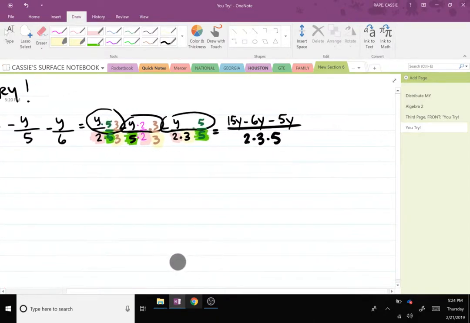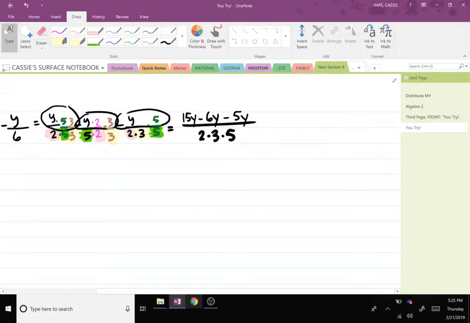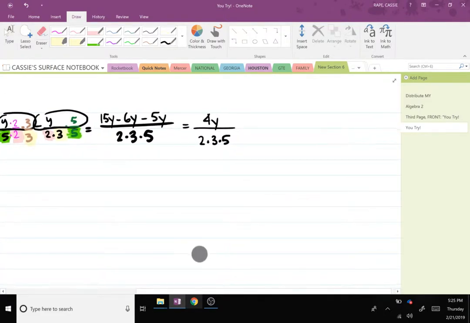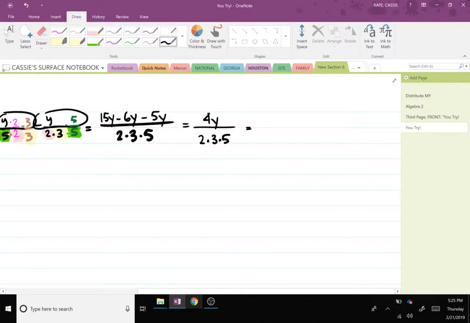Okay, so you're going to go ahead and do the math on the top. 15y minus 6y minus 5y, they're all like terms. 15, if you take away 6, you're at 9. If you take away 5, you end up at 4y over 2 times 3 times 5. Now you will get to the point where you can see the simplification, but I'm going to advise that once you're finished with the math on the top, go ahead and list the top as factors. So 2 times 2y over 2 times 3 times 5. And you can see that there is one ugly 1, 2 over 2 cancels, and you end up with 2y in the numerator over, the only thing left is 3 times 5 in the denominator, which is 15. So the solution is 2y over 15.